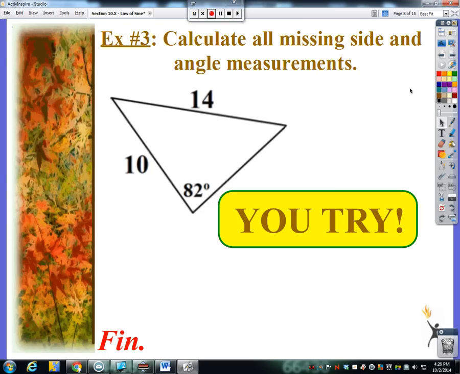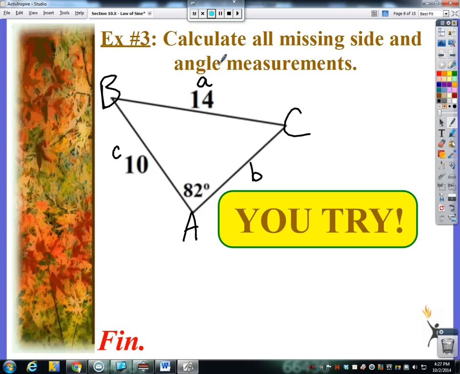Okay, and I drew a picture for you just so you have it there. What you might consider doing is labeling angles A, B, and C. So maybe I call the 82 angle A. I'll call this angle up here B, this angle over here C. So if this is angle A, that means 14 is side A. If this is angle C, then the 10 is side C. And so my blank one over here has got to be side B.